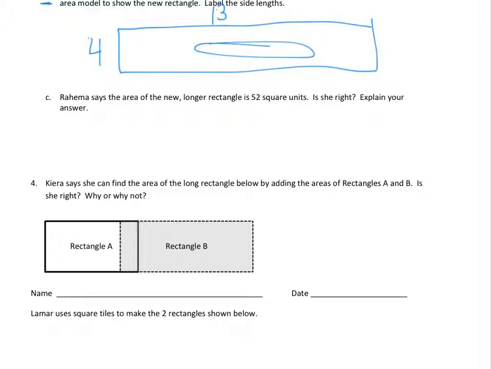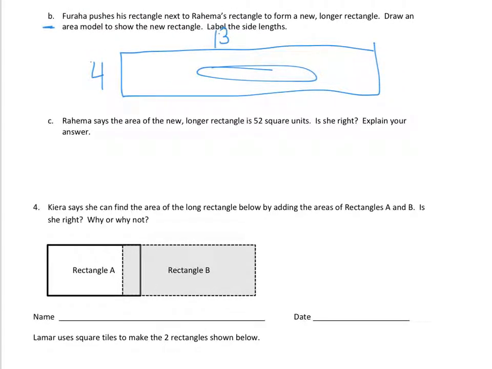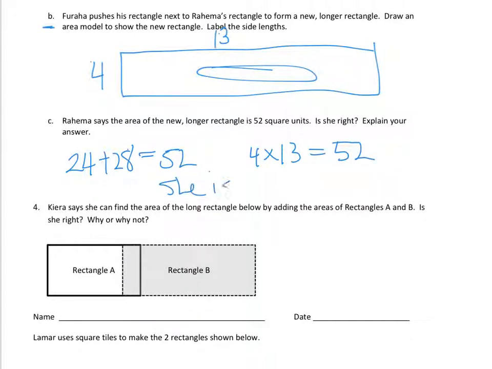And Rahima says the area of the new, longer rectangle is 52 square units. Is she right? Explain your answer. We could either add 24, because remember that's the area of one, plus 28, since we put them together. You know your math, and that ends up being 52, so it looks right. Or we can go 4 times 13, which is one of the new side lengths. And skip counting or knowing multiplication facts, that also gives us 52. She is right.